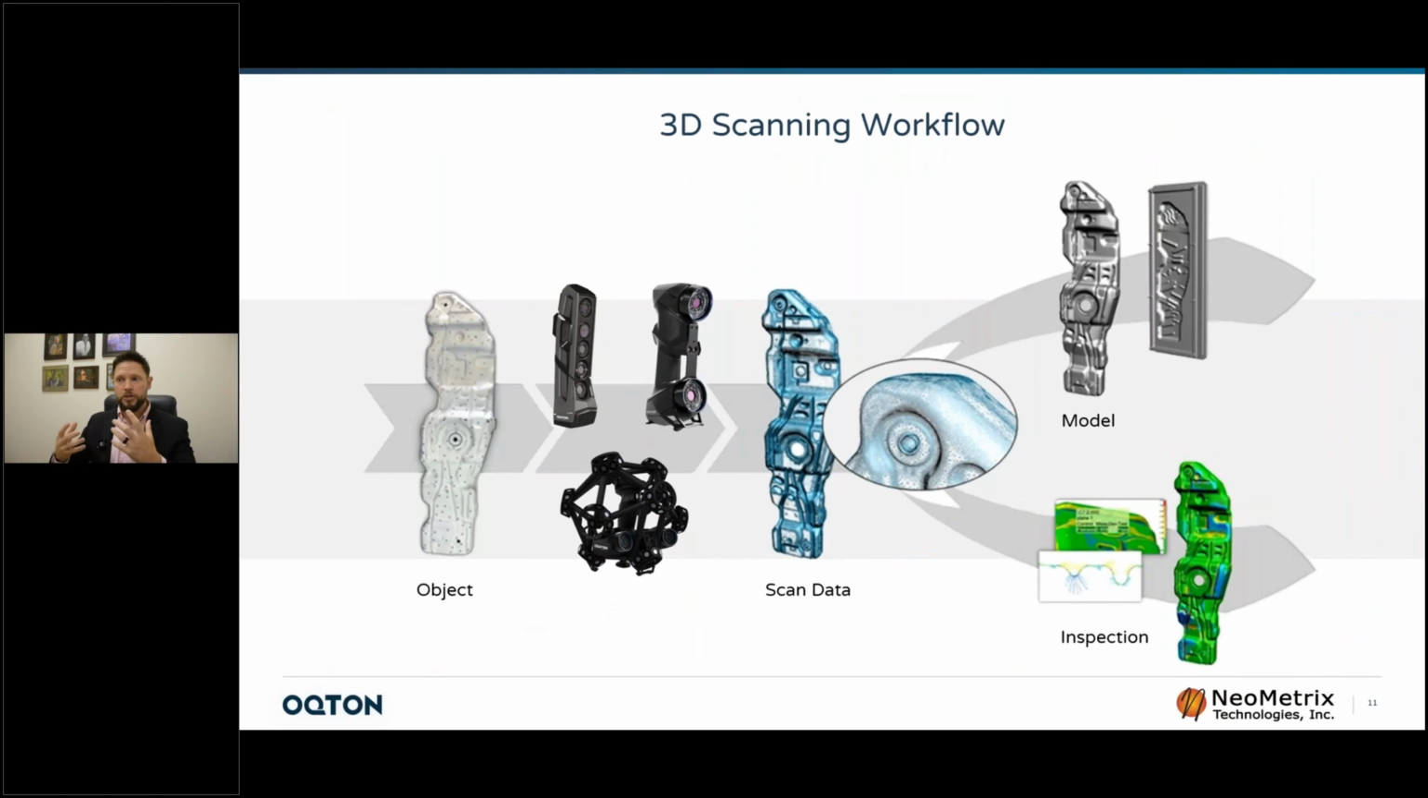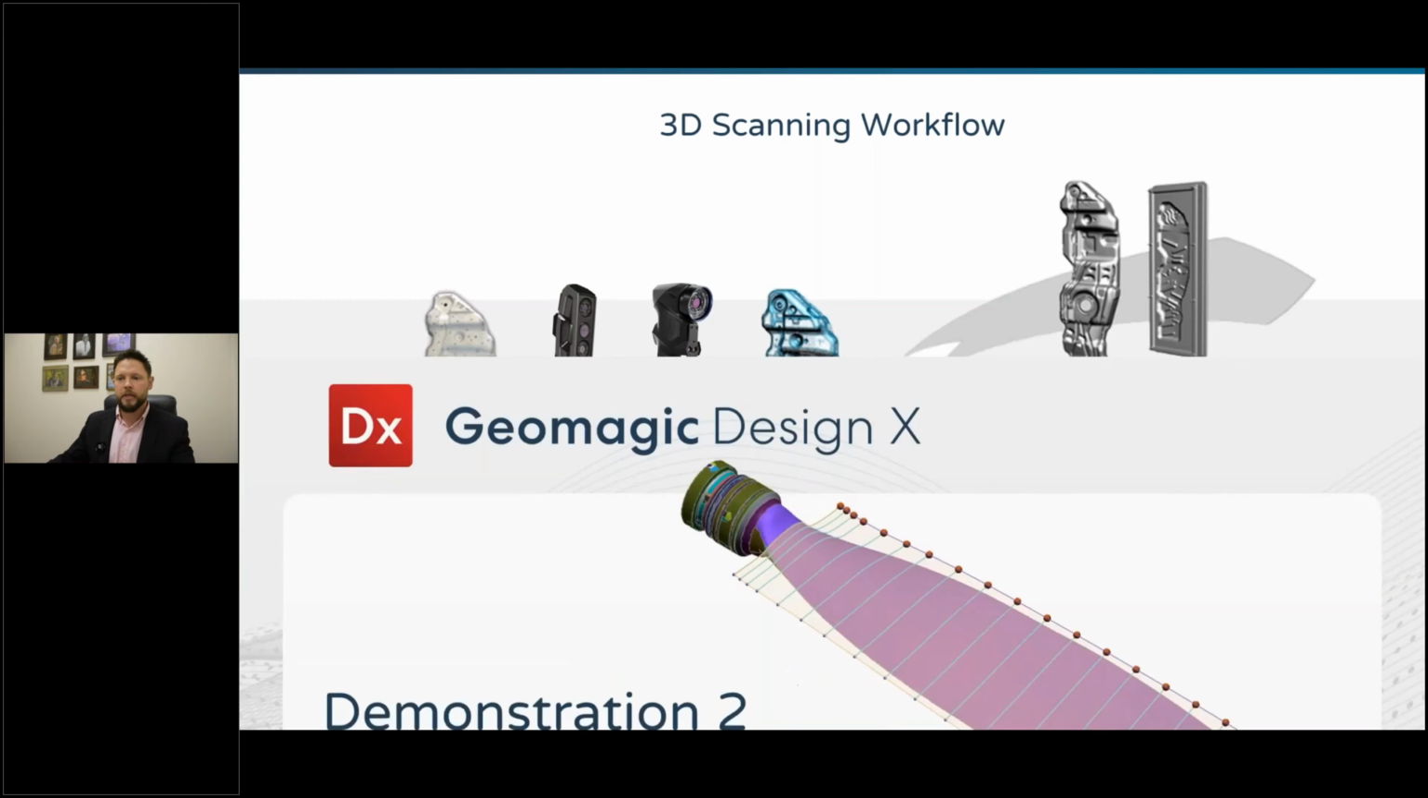All right, so what do we do when we get that scan data? We've got the object, we've scanned it with our scanner, we've got our scan data, our mesh, so we can either go to create a model, or we can go to an inspection purpose. We're going to go to the model first, and then later you'll see the inspection after that. So for reverse engineering, that's going to bring us to our premier tool, Geomagic Design X.